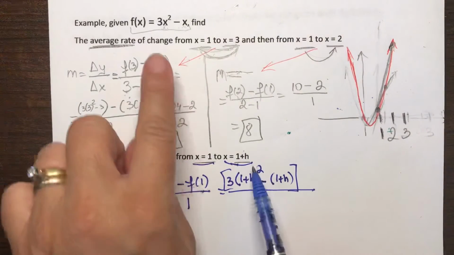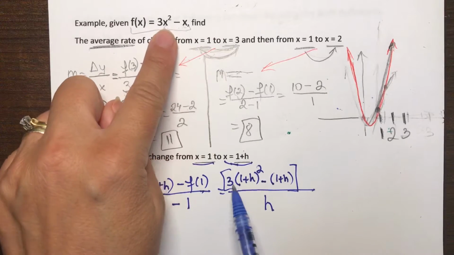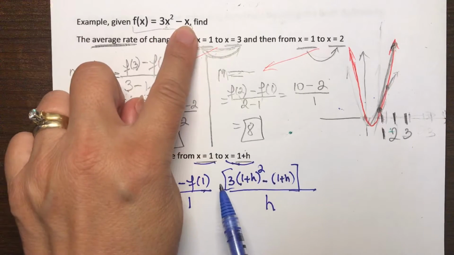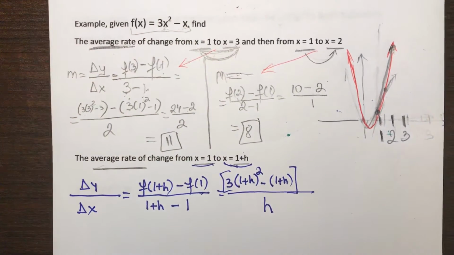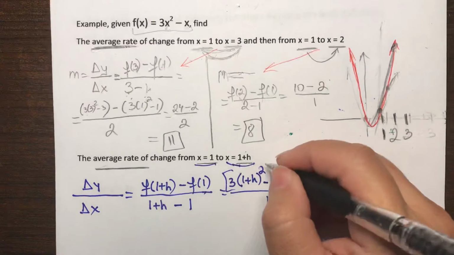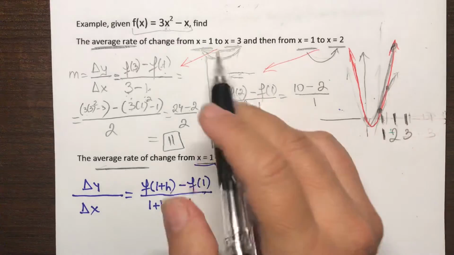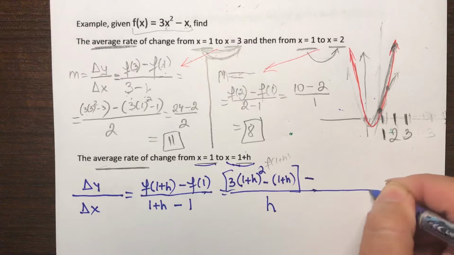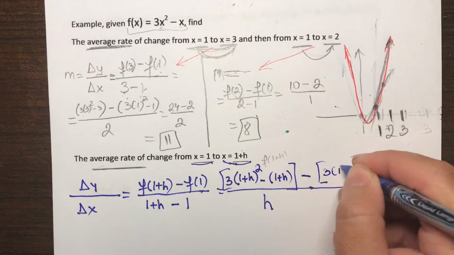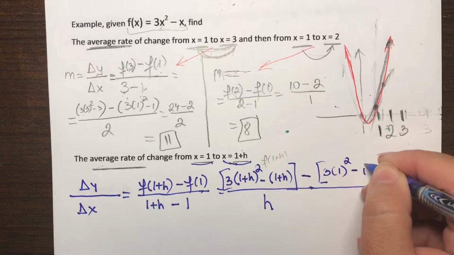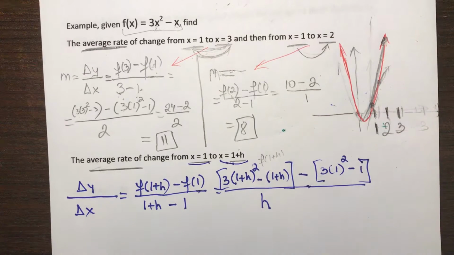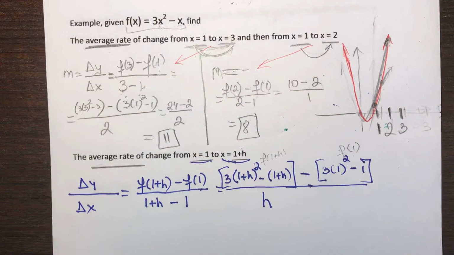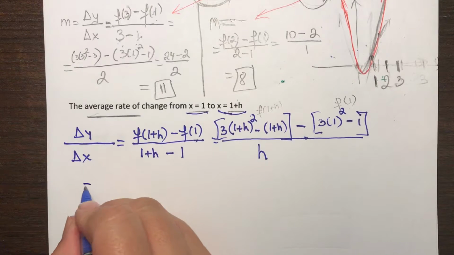Okay, so my formula says 3 times x, which is what? 1 plus h, square that, minus x, right? So 1 plus h. That's just f of 1 plus h. I plugged in 1 plus h into both these x's. Minus f of 1. Now what's f of 1? We actually found it already. But there it is. I write it one more time, because you guys are going to run into trouble with algebra. That's what it is. Okay, so I'm going to continue on my algebra.